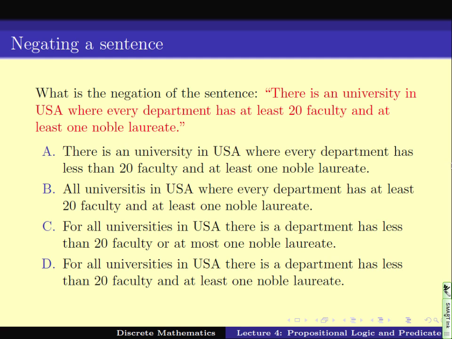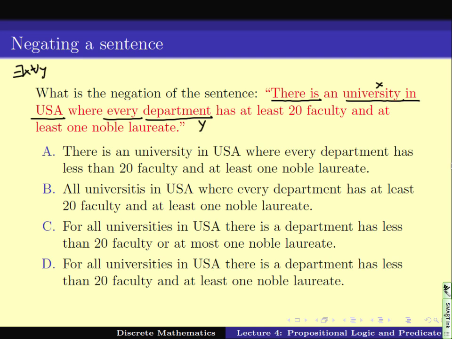If you want to negate this sentence, the first thing to do is to identify the quantifiers and the variables. In this case, there are two quantifiers and two variables. There is, which is a quantifier, there exists, with the variable university. Let's call this university X, a university in USA. And then there is another quantifier, namely every, that is for all, and the variable here is department. Let's call this one Y. So the statement is of the form: there exists X, for all Y.